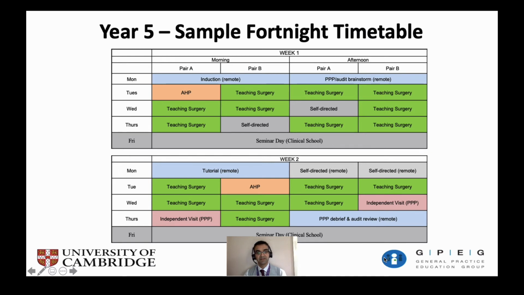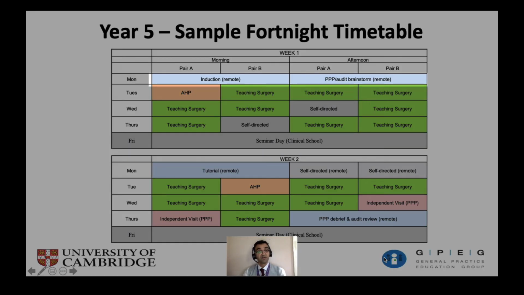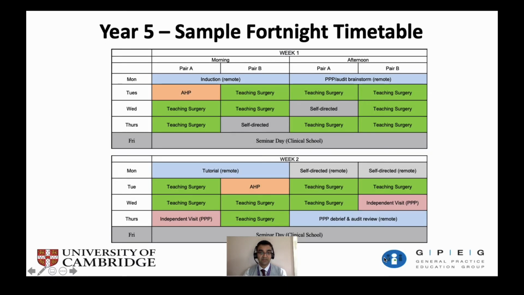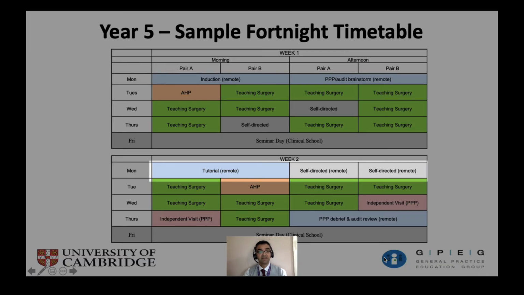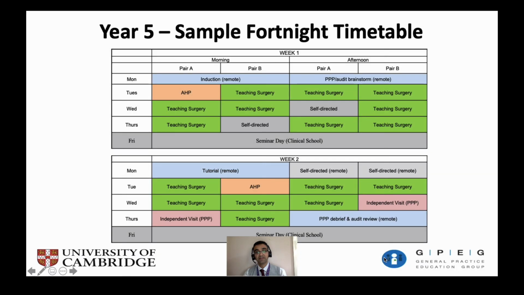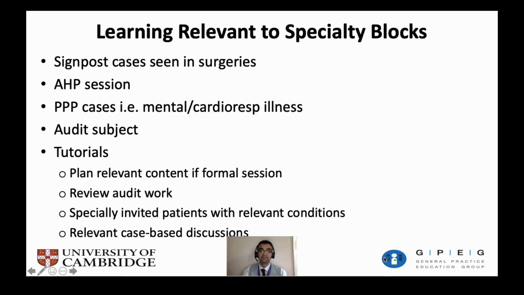The light blue coloured bars are where the tutorials are, and as you can see, for week 1, Monday could actually be a remote day with the induction in the morning, and then for the afternoon for both pairs there could be a PPP and audit brainstorm. And then in week 2, on the Monday you could have a tutorial for both pairs, and then in the afternoon is self-directed study for both pairs. So they're only on site Tuesday to Thursday in this sample timetable, and you can still satisfy all the requirements that we ask of placements in that time.